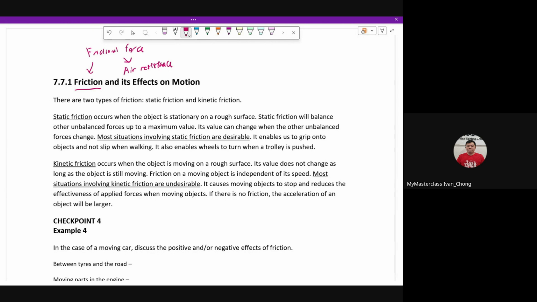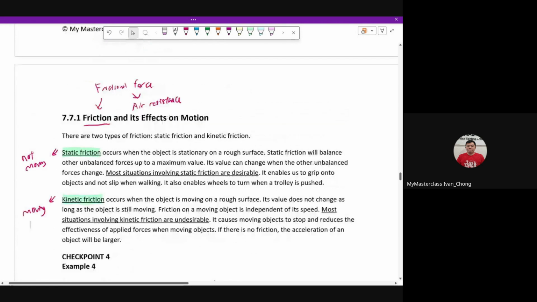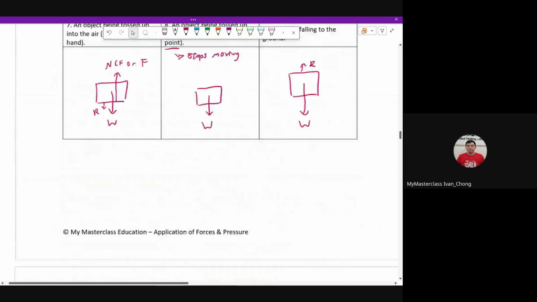Okay, so for friction itself, there's two different types, but this one is more of a good to know. You don't need to go too much into detail. For friction, there's two different types, static and kinetic. Static means not moving, and kinetic means moving.